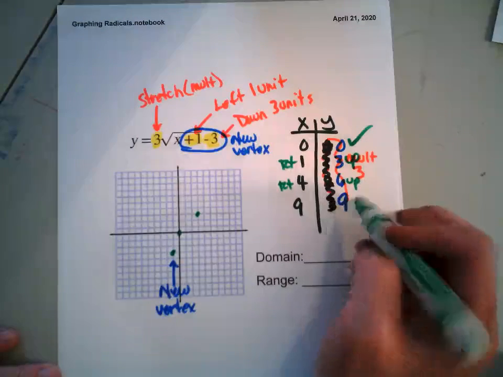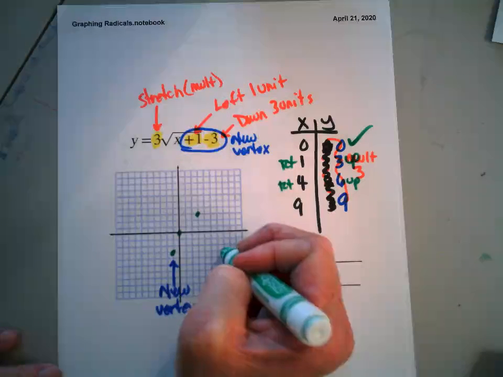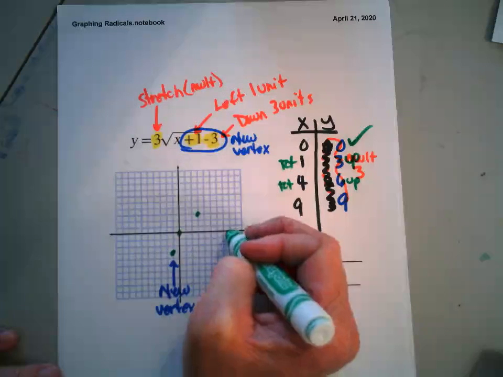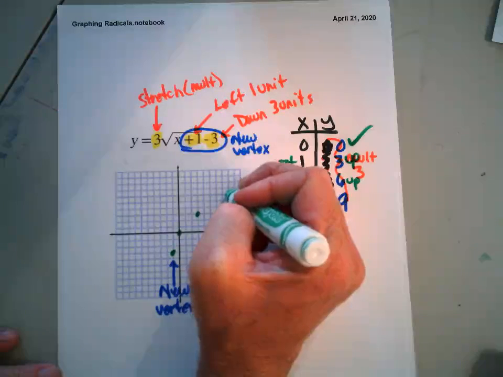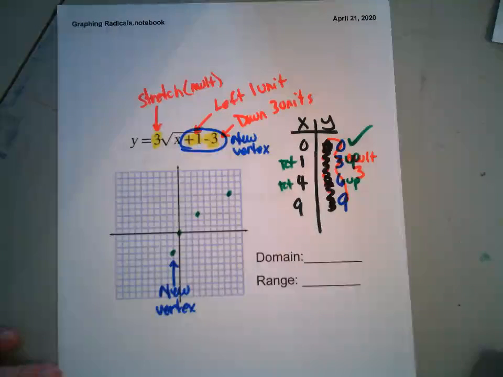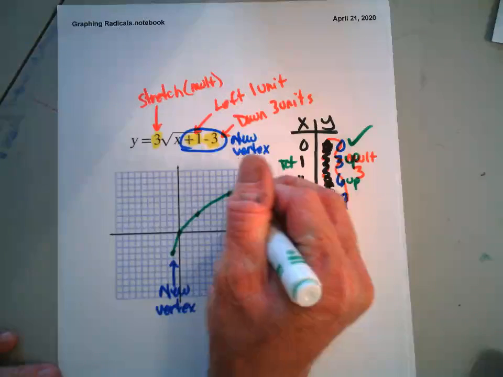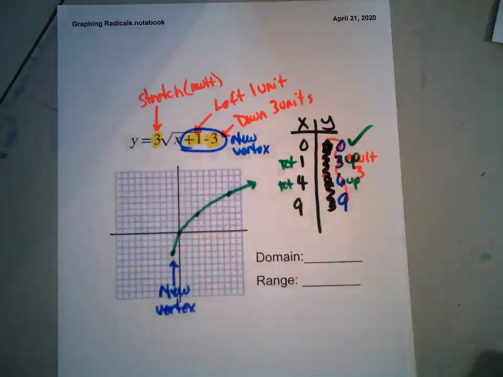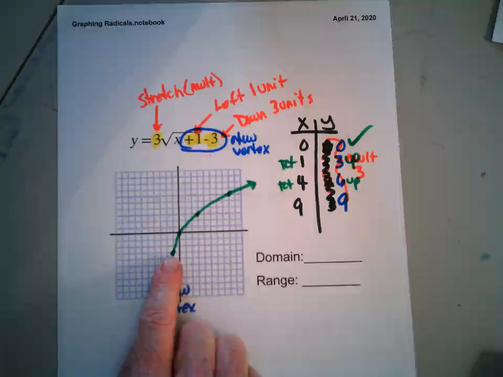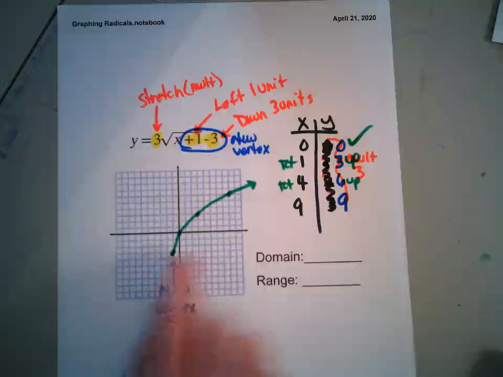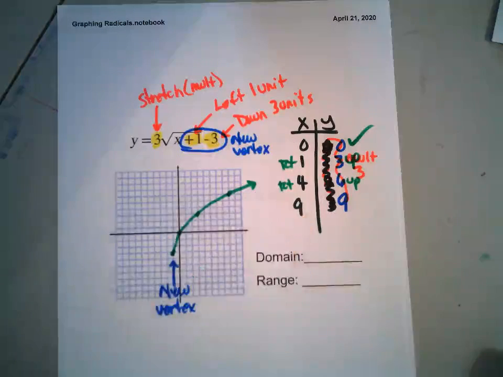And then we go 9, 9. 1, 2, 3, 4, 5, 6, 7, 8, 9. 1, 2, 3, 4, 5, 6, 7, 8. I think that's about 9. And connect the dots. Put an arrow on the end. By the way, there is no arrow that goes on this new vertex. The square root function only has one arrow, and that's on the far end after you do the 9, 9.